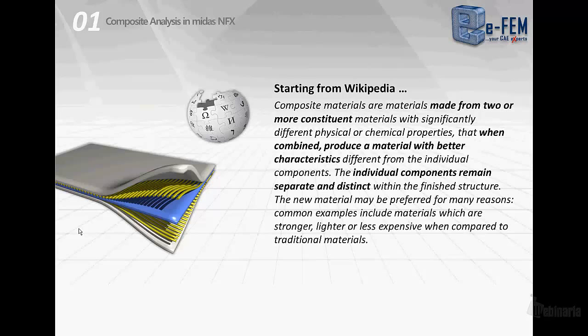maybe for different physical properties or chemical or also mechanical properties. When combined together, the two or more constituent materials give out a better material with better characteristics, different from those of the individual components. One particularity of the composite materials is that the individual components remain separate and distinct within the finished structure. This means that all the constituents can be defined and identified in the composite architecture.